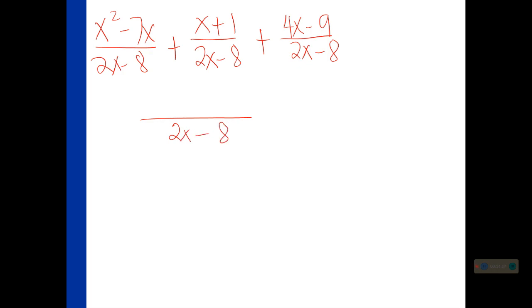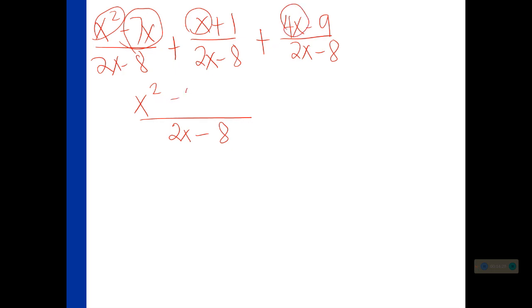Then add or subtract the numerator. So we have here x squared. There is no like term with the other two numerators. So you will have here x squared. Then we have here negative 7x plus x is negative 6x plus 4x.